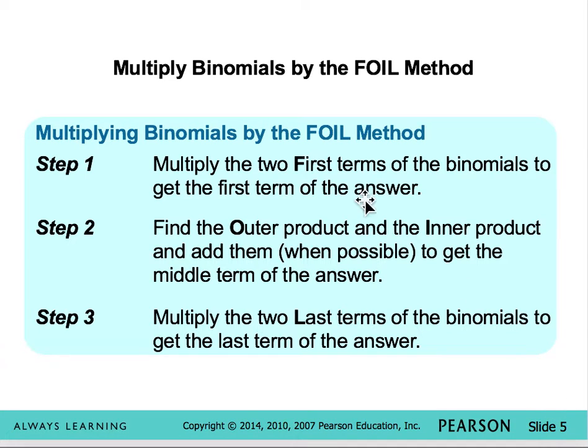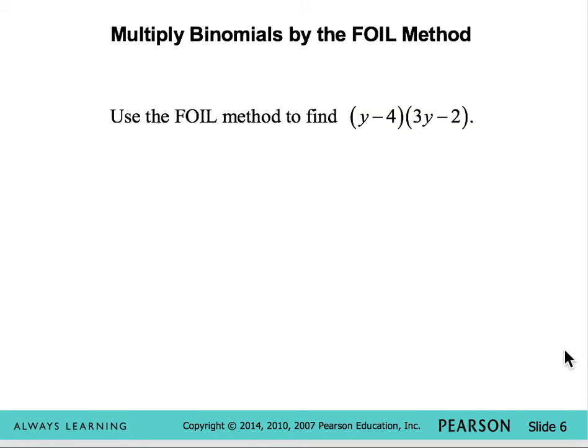Okay. We also have something called FOIL. This isn't anything extra I need to learn, but you'll probably hear your teacher say it, so you need to know what it means. It's just a way to multiply 2 binomials, but it only works on 2 binomials. But look at this. It's not anything different.